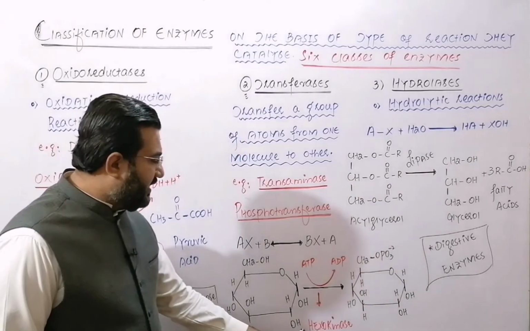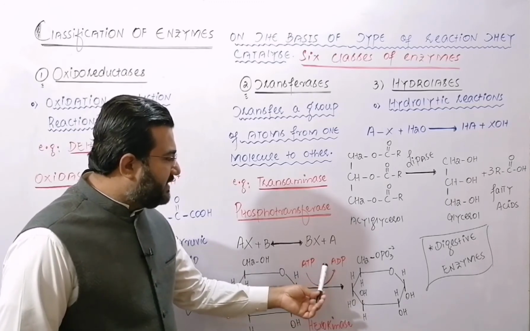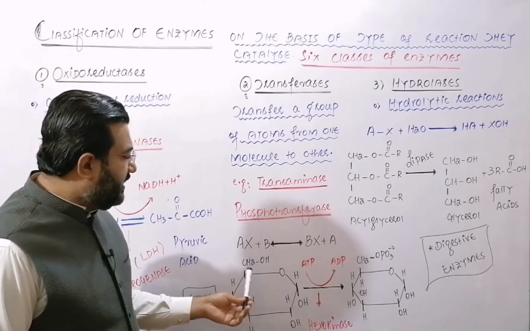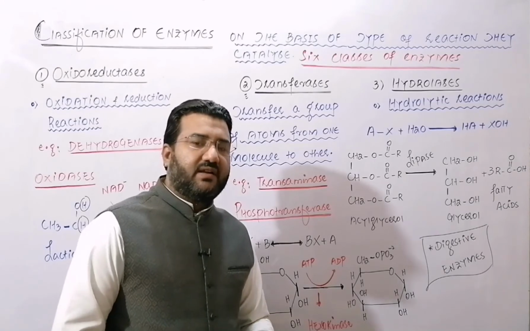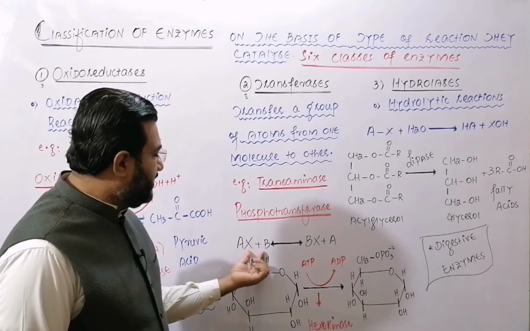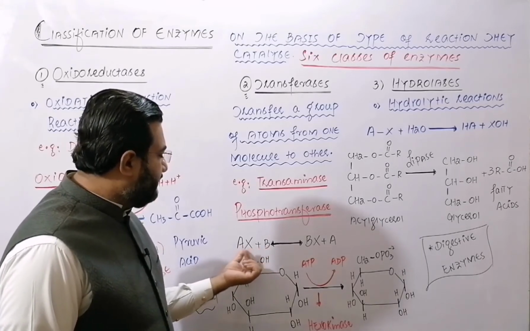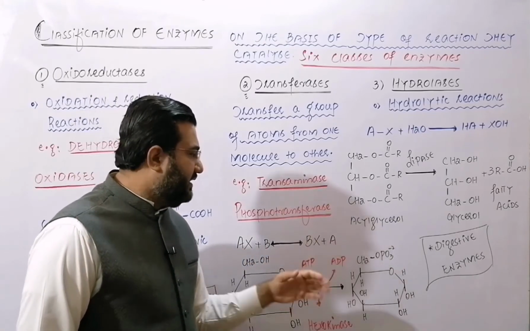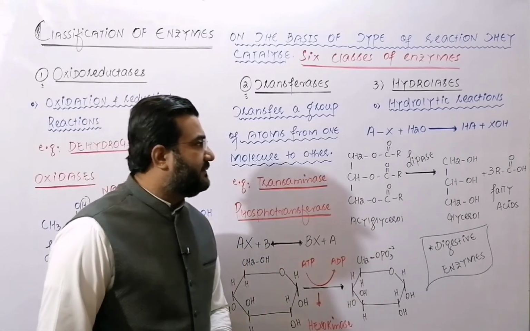So this hexokinase converts ATP to ADP, and the phosphate released in this conversion is added to the 6th carbon of the glucose and converts glucose to the glucose 6 phosphate. So it is a transferase. And my dear students, this one is the general reaction which shows the working of the transferases, AX plus B. Now this X is transferred from A molecule to B molecule, and it is changed to BX plus A. So this one is a general reaction that shows the working of the transferases.